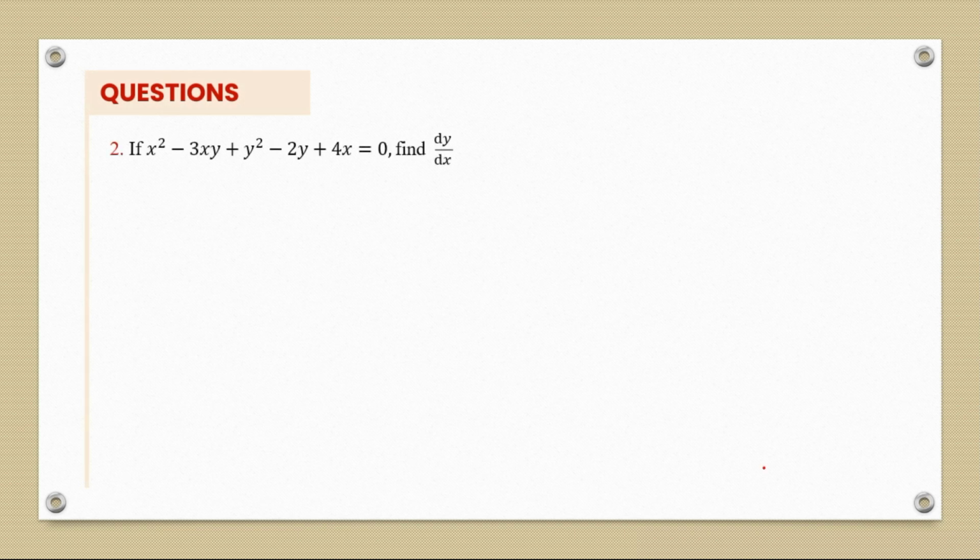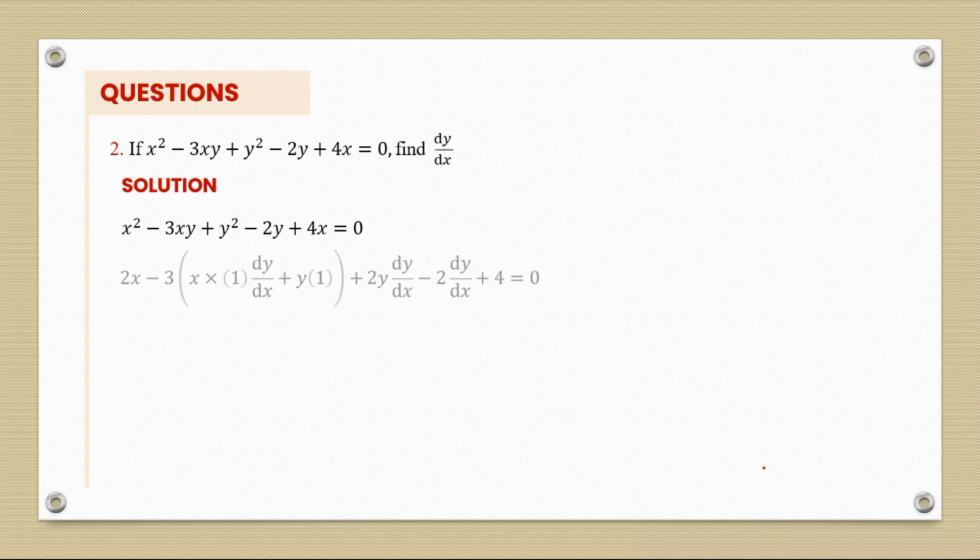Alright, so if we move on to the next question, this is actually what we end up having. If x squared minus 3xy plus y squared minus 2y plus 4x is equal to 0, find dy/dx. So how do we solve this? We're going to differentiate. As you can already see, for these two values here, we're going to employ the product rule, and this is actually what we'll have.